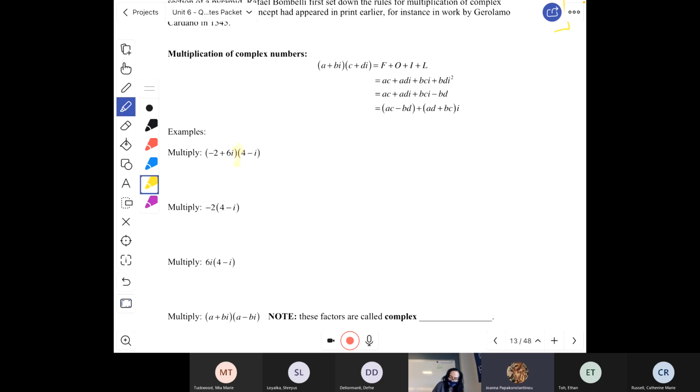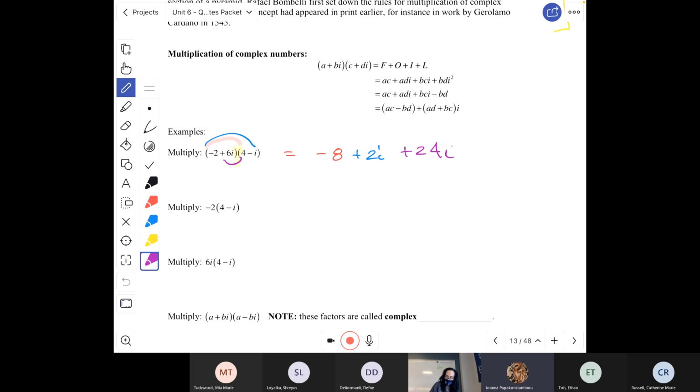So if I want to multiply these, let's FOIL. If I multiply the first terms together, what do I get? Negative 8. If I multiply my outer terms together, what am I going to get? Plus 2i. Make sure you put connecting operators, please. If I multiply the inner terms together, what do I get? Plus 24i. And if I multiply my last terms together, what do I get? Very good.